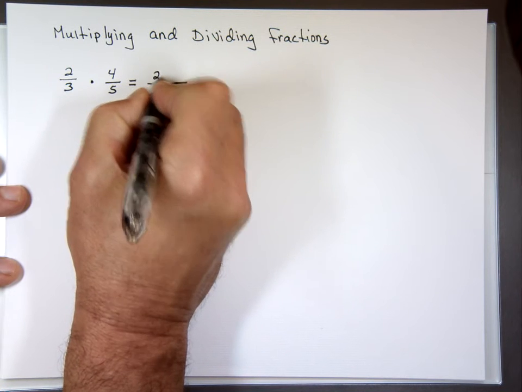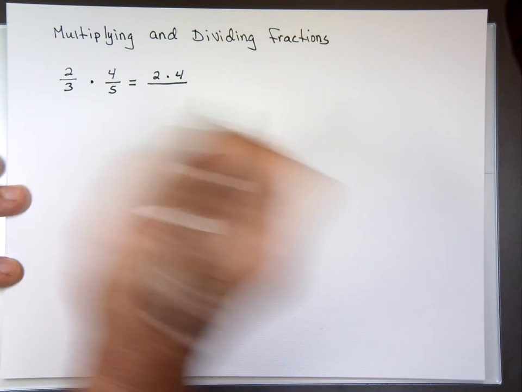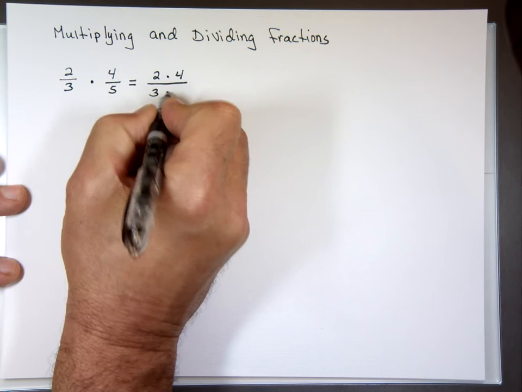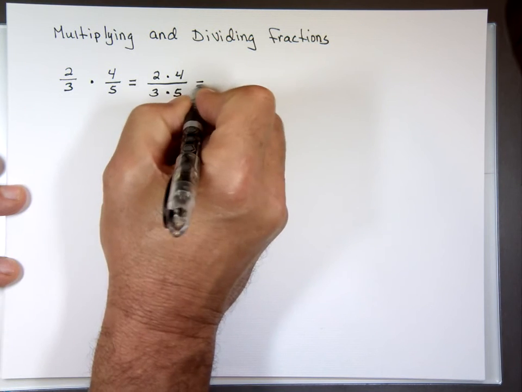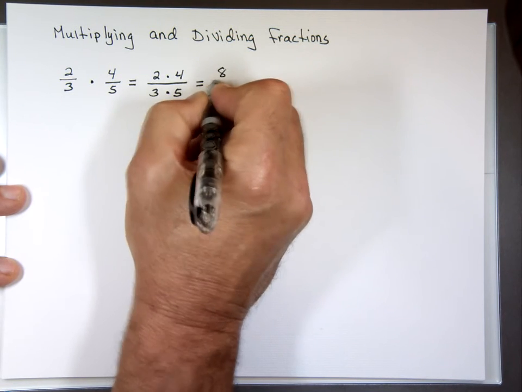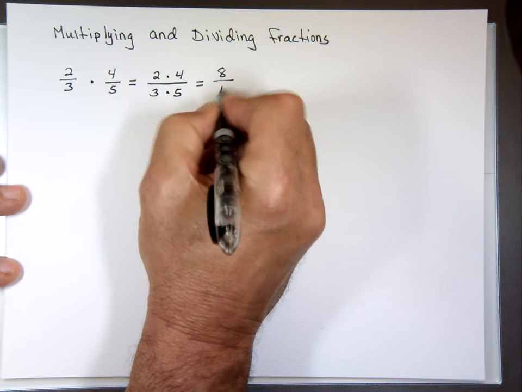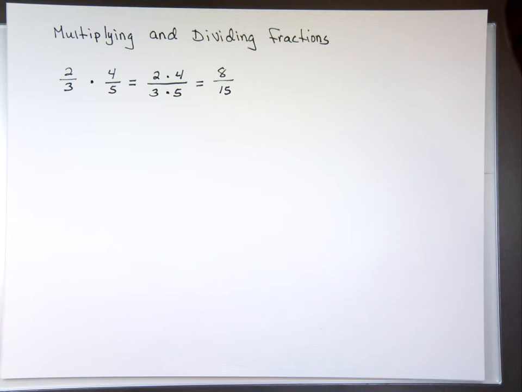The top will be 2 times 4, and the bottom will be what? 3 times 5. What's 2 times 4? 8. What's 3 times 5? 15. And you simplify your answer, if you can. This one I can't.